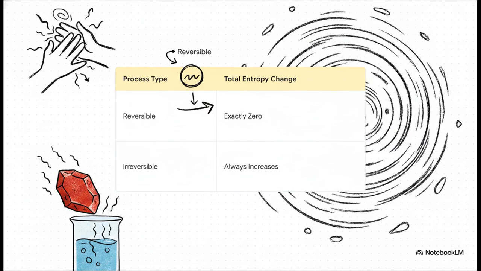But let's be real for a second. In the actual, messy world, friction and the natural flow of heat from hot to cold guarantee that actual processes are irreversible. And because they're irreversible, they always generate a positive increase in entropy. A perfectly reversible process is just a useful idealization. When you generate heat through friction or drop a hot stone into a bucket of cold water, the entropy lost by the hot object is always slightly less than the entropy gained by the cold one. The math simply guarantees it.